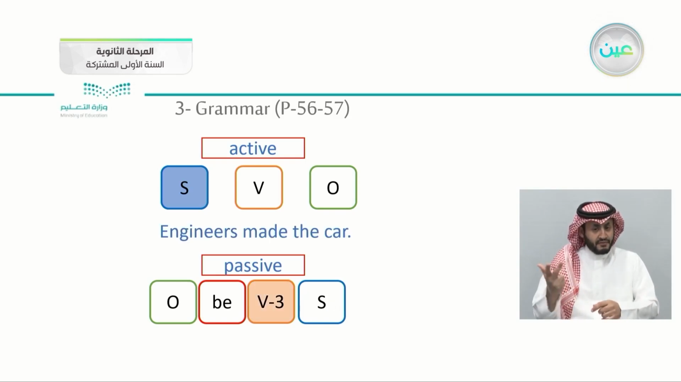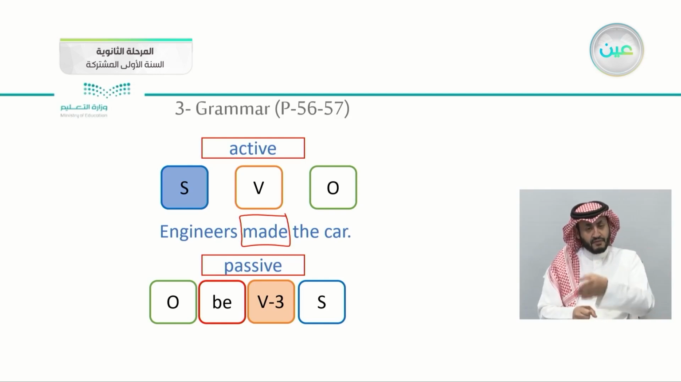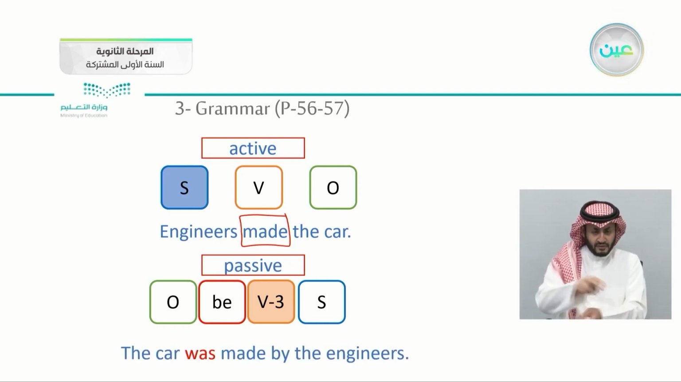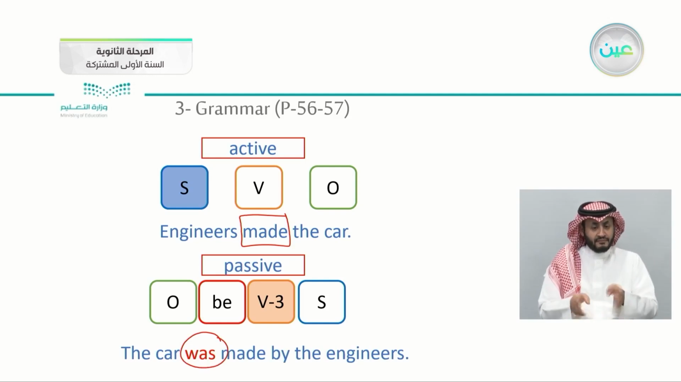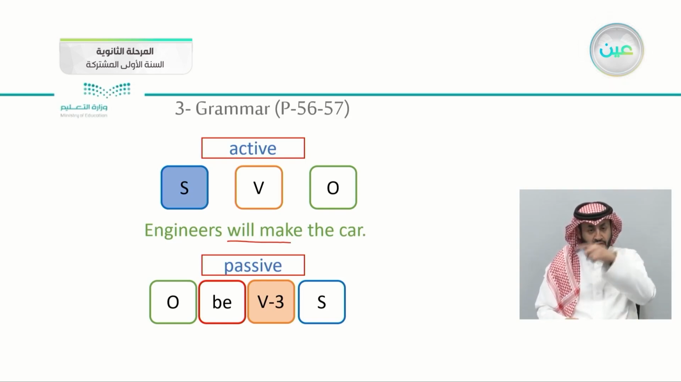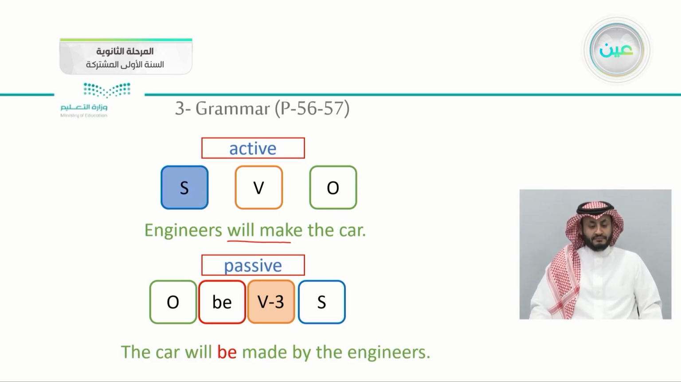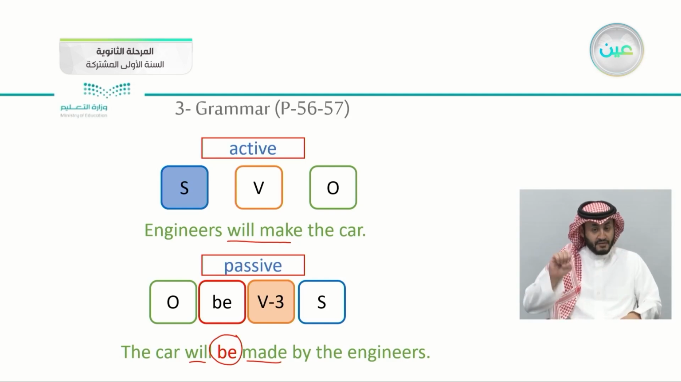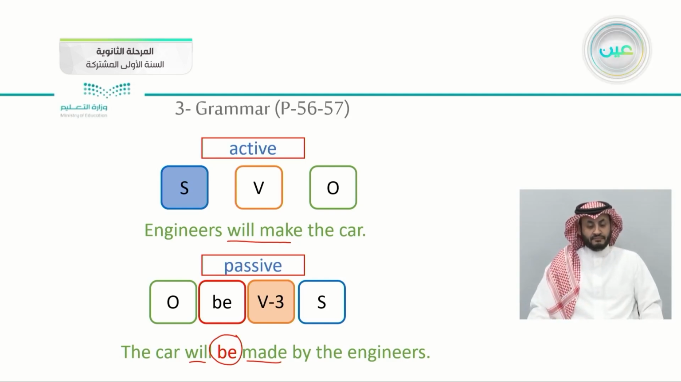Let's check the other one in here. Engineers made the car. Notice the verb is in the past. So we will start with the object. The car was made by the engineers. So was because the action verb is in the past. One more in here. Engineers will make the car. It is in the future tense. Will make. Start with the object. The car will be made. Notice, here is the action verb and we have added be. Will be made by the engineers next year or in future.